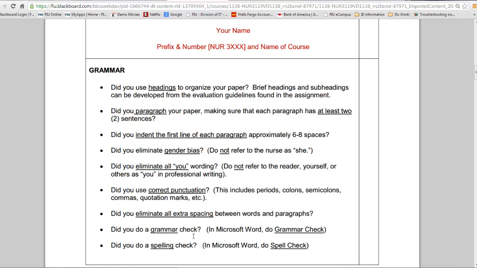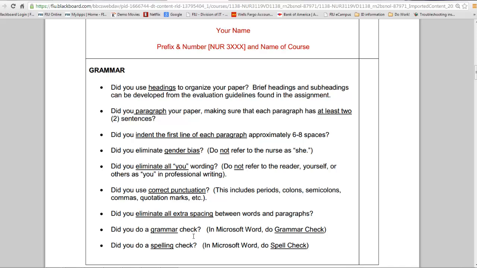Gender bias: avoid using "she" when referring to the nurse, because as you all know, there are also male nurses. "She/he" is acceptable. And also eliminate the word "you" in your paper. Write "the writer," "the clients," "the participant," whatever the case may be.